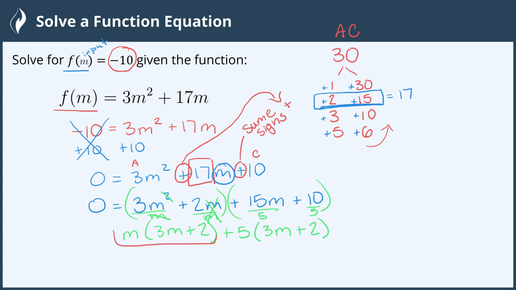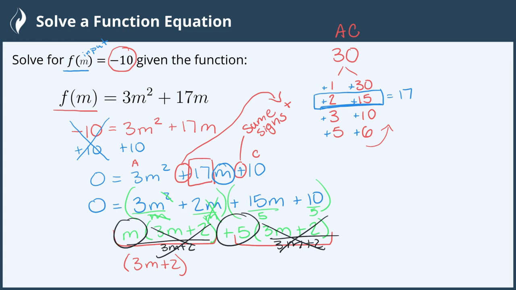We now have two very large terms here, and we're looking for the greatest common factor again, which is the binomial 3m plus 2. So we're dividing both of these terms by 3m plus 2, which factors out, and we are left with m plus 5. And this still equals 0. Now, using the zero product property, we set each of these factors equal to 0. So we break it into two equations, 3m plus 2 equals 0, and m plus 5 equals 0.